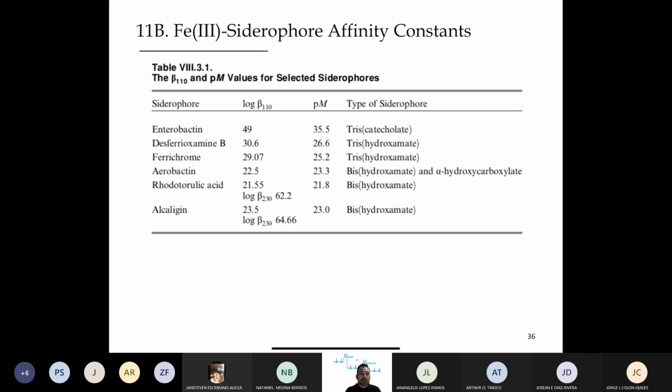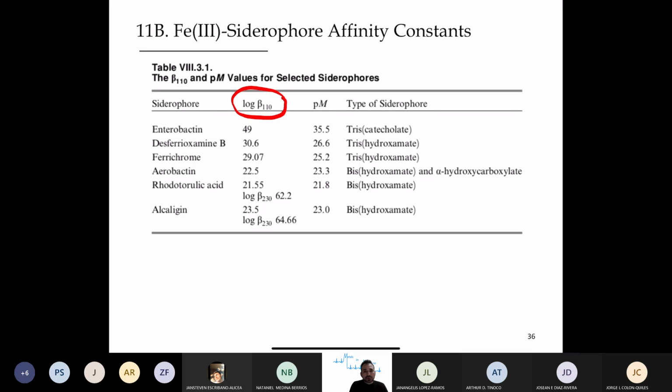All right, so another way that we can represent the general affinity of these ligands is by looking at their affinity constant, and we're going to talk a little bit about how you tabulate affinity constants. But I'm going to show you this table here.